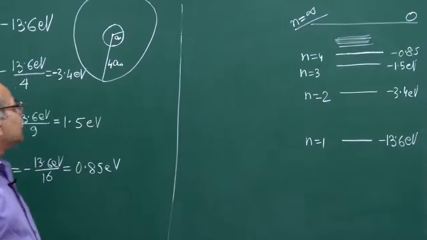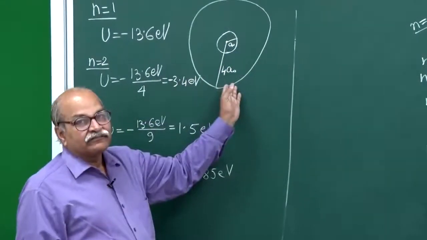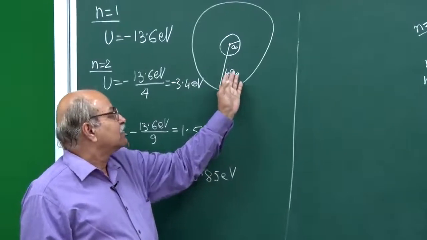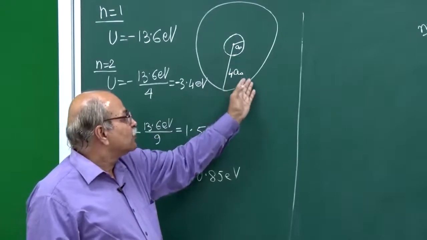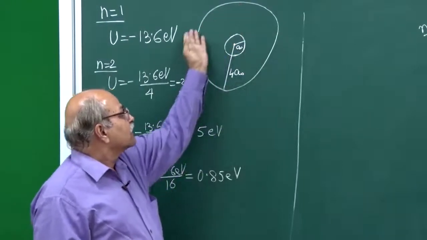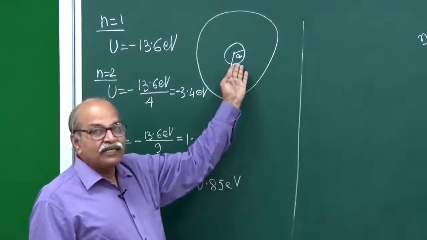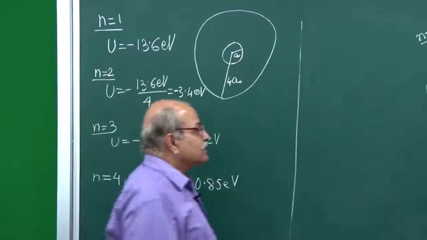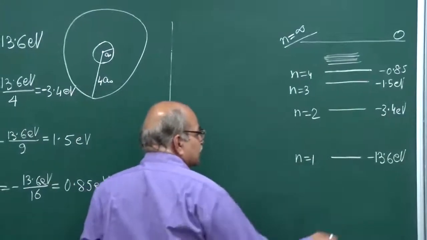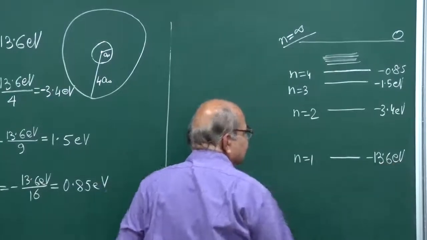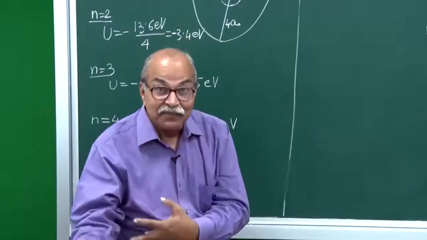So what happens when this electron going in an orbit makes a jump to another orbit with lower energy? For example, if it is going with this circle n equal to 2, and then suddenly it makes a jump and goes here. So the energy was minus 3.4 eV, and when it jumps, its energy becomes minus 13.6 eV. So what is that extra energy that it should emit?